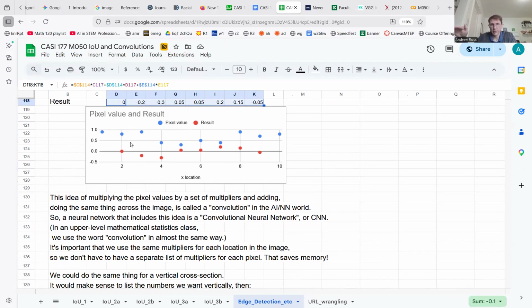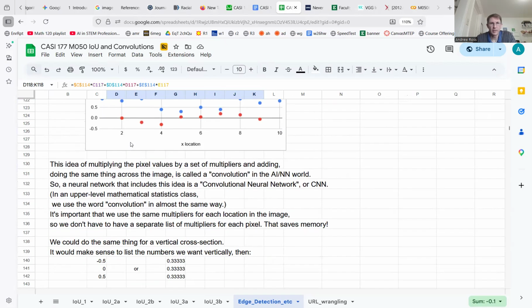We've been doing this for a horizontal cross section. We might want to do the same thing for a vertical cross section. And if we did, we might want to list the multiplier numbers vertically.